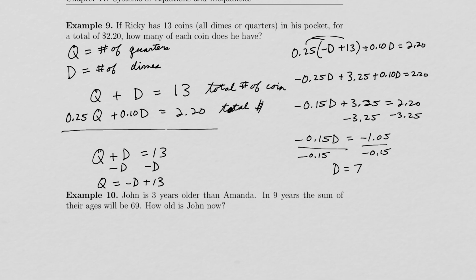Again, good thing it came out to be an integer, right? Because we can't have a fraction of a coin. So it makes sense that d is 7, right? So the number of dimes is 7. And then to go back and find the number of quarters, I'm just going to plug into this equation, right? The one I already isolated, the q. So q is equal to negative d plus 13. So it's going to be negative 7 plus 13.